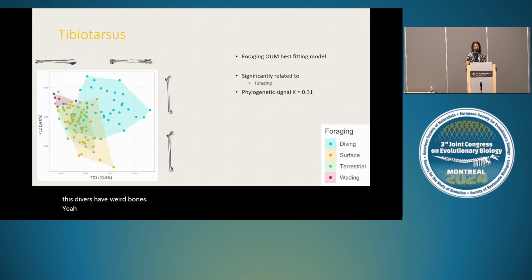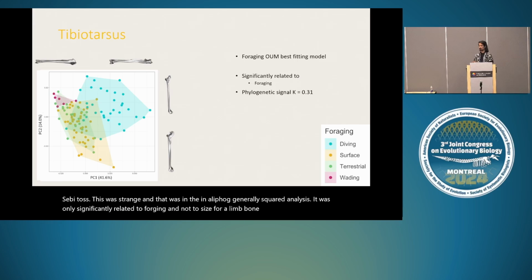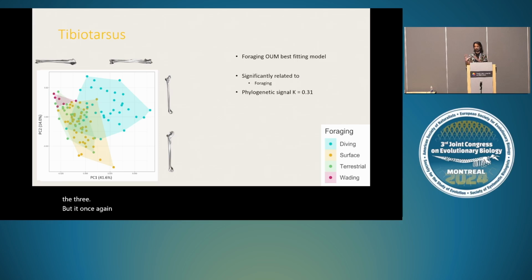So the tibiotarsus. Also foraging as the best fit model. The tibiotarsus was strange: in our phylogenetic least squares analysis, it was only significantly related to foraging and not to size. For a limb bone, that just seems so bizarre to me, but it's not related to size, not related to diet, and not related to any combination of the three. Once again, in morphospace, divers are driving a lot of this variation.